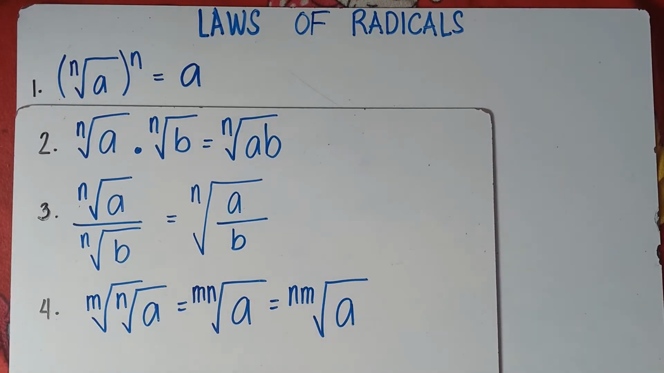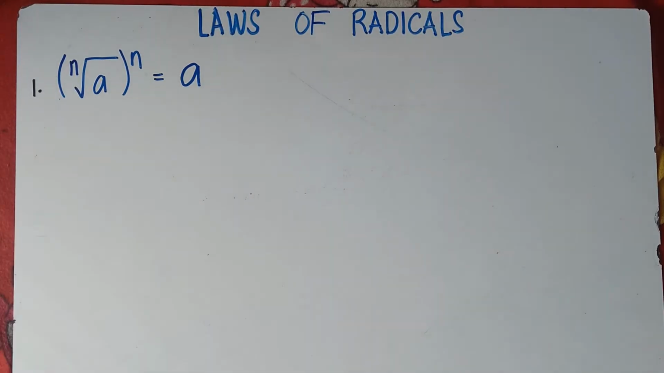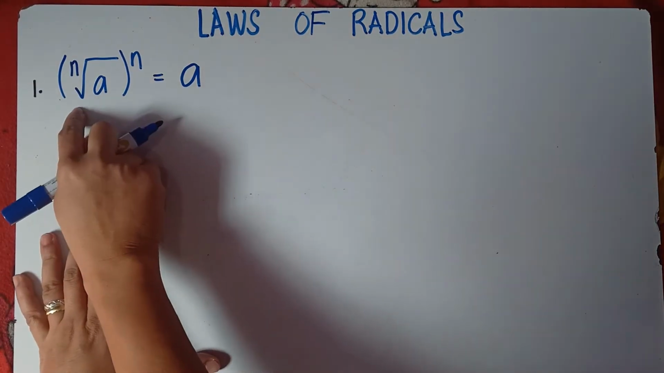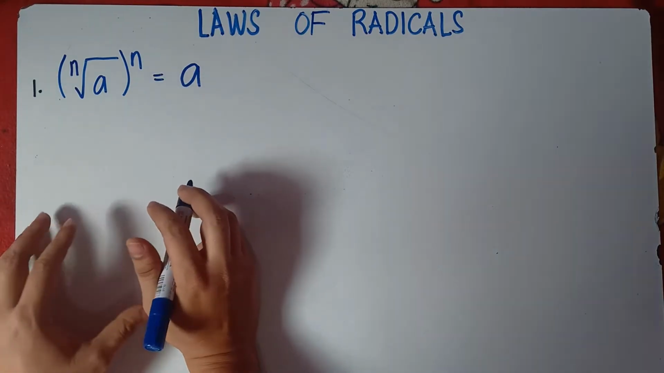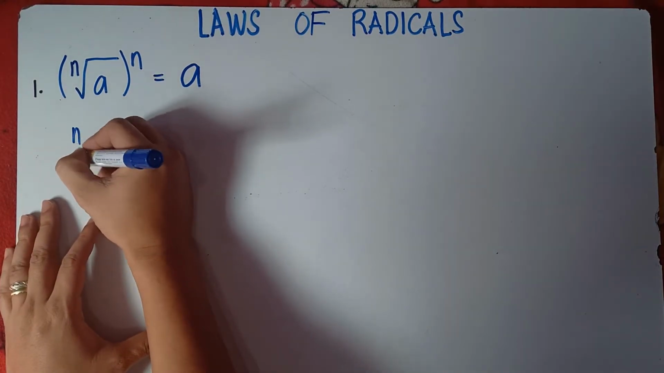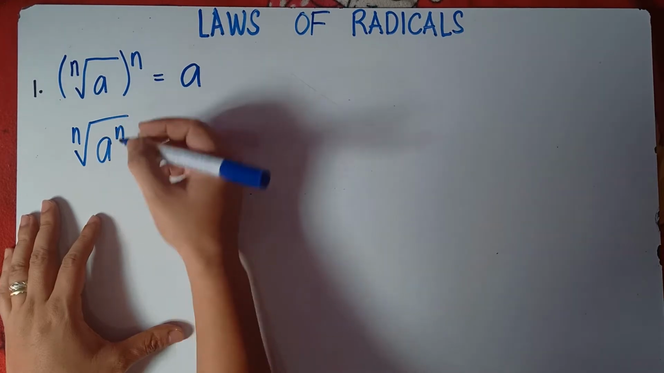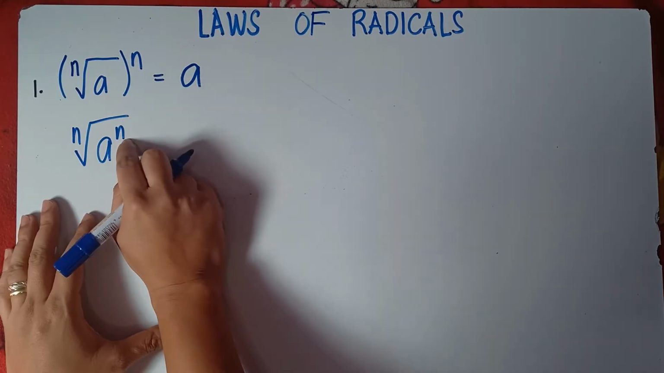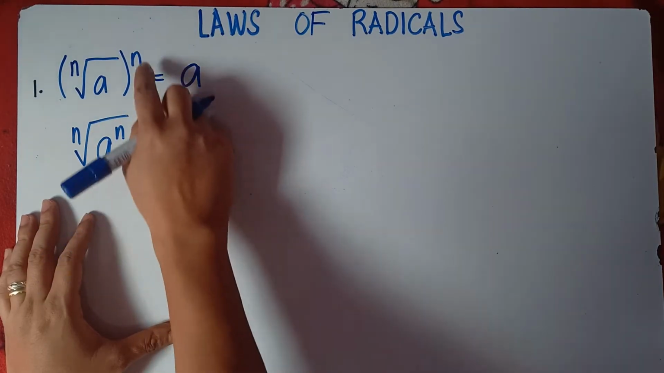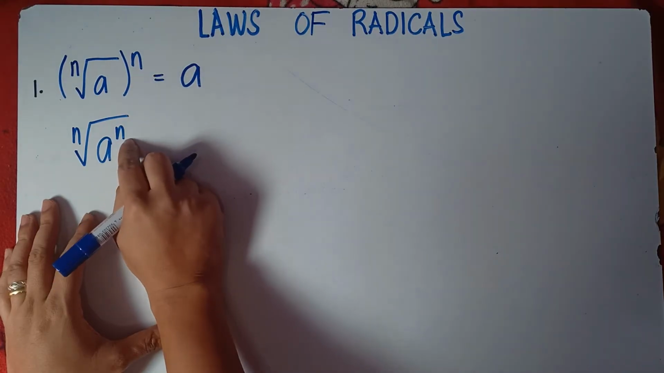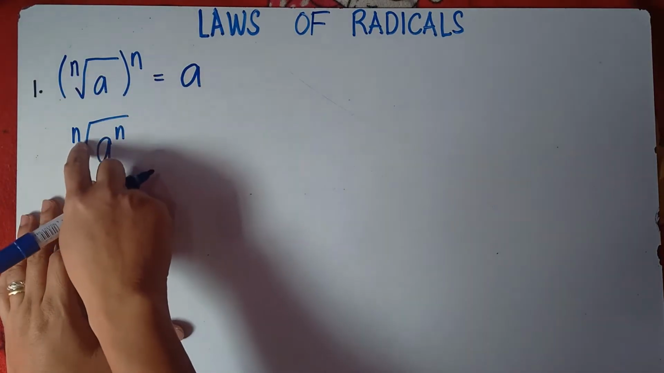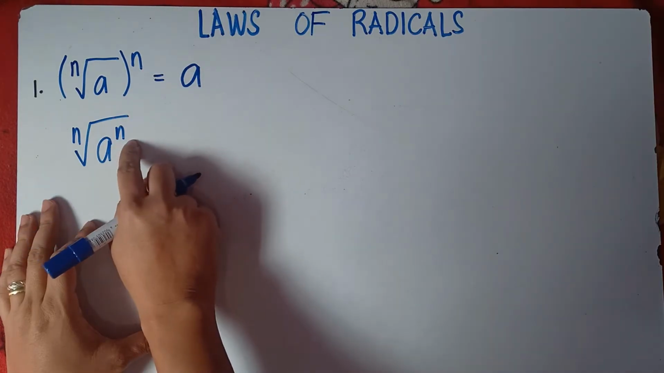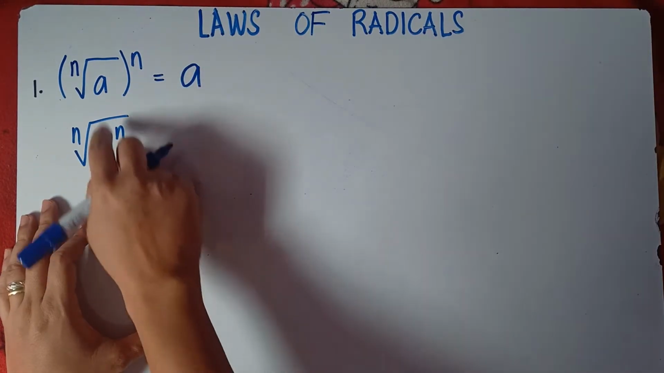Alright, so let's focus first on number 1. The quantity of the nth root of A raised to the power of n, the answer is A. Now, remember class, that the quantity of the nth root of A raised to the power of n, you can also write as the nth root of A raised to the power of n. So once again, this is just the same class. This exponent n, you can put it inside the radical symbol, so this n will be the exponent of A. This is just the same.